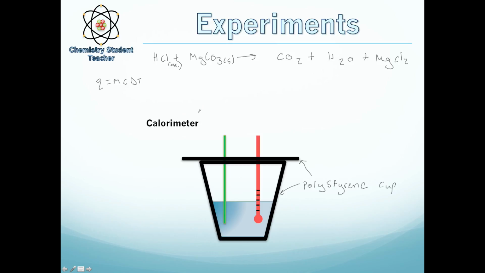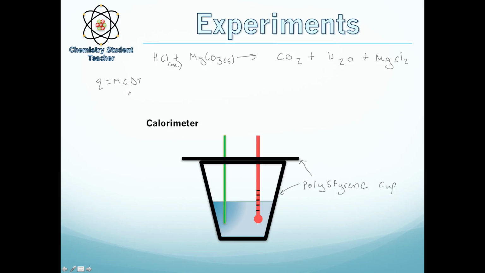Mass, again, you can weigh the volume of HCl, or if you know the density, you can just use that. So if you know, say, the density was 1 gram per centimetre cubed, you put 50 centimetres cubed in, you know it's going to be 50 grams. You've got your mass of magnesium carbonate, and if you weighed out, say, 3 grams of that, you'd know that the total is then 53 grams, the 50 of HCl and the 3 of magnesium carbonate. So that's how you work out your mass.